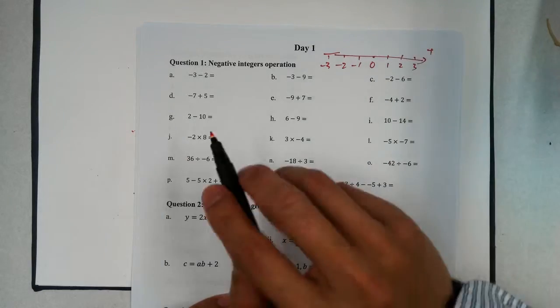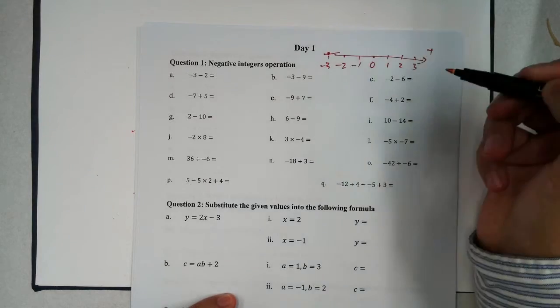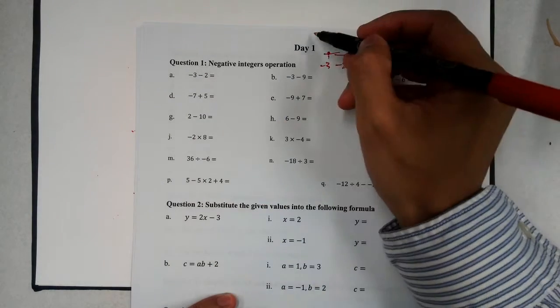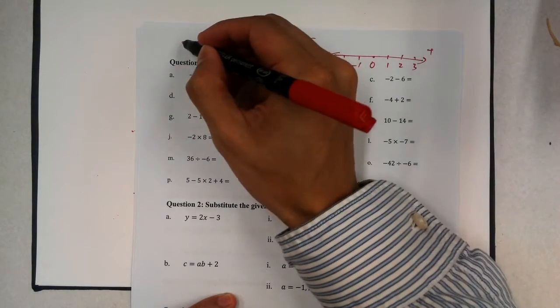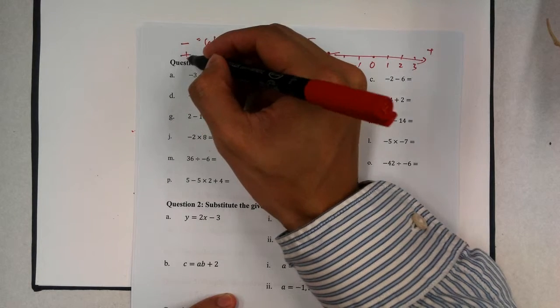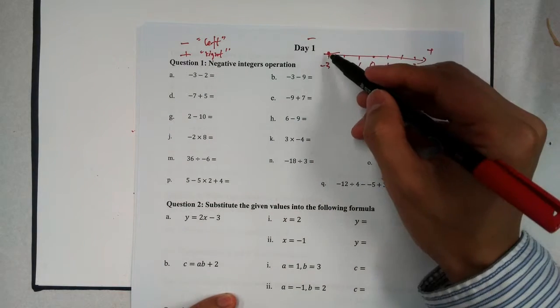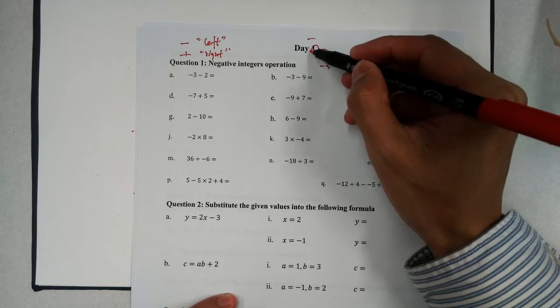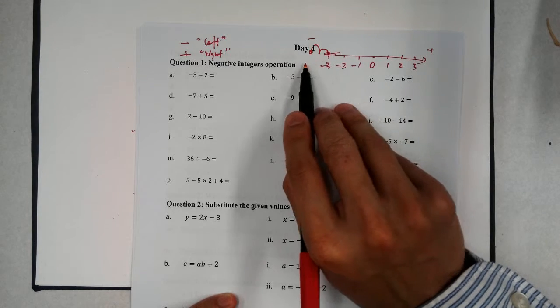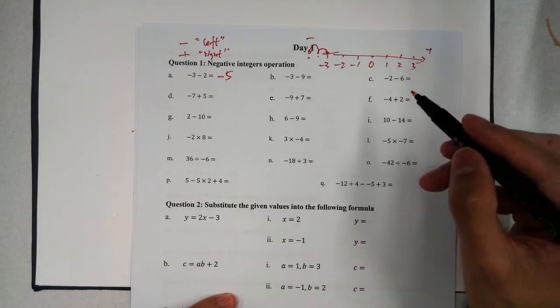And then let's see the first question. We have negative 3. Negative should be here. Minus 2. Minus is go left, and plus is go right. So we know negative 3 is here, so go to the left. Even though we don't have the number line there, we can still imagine it should be negative 4 and negative 5. So this is negative 5.